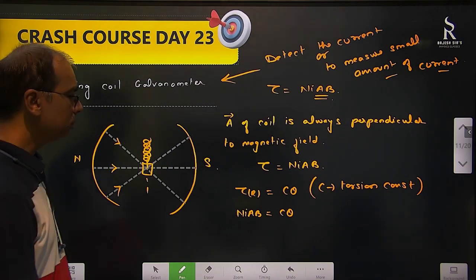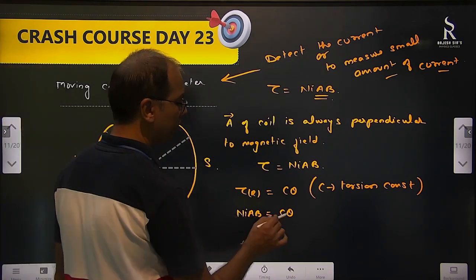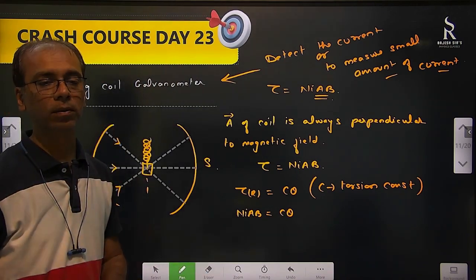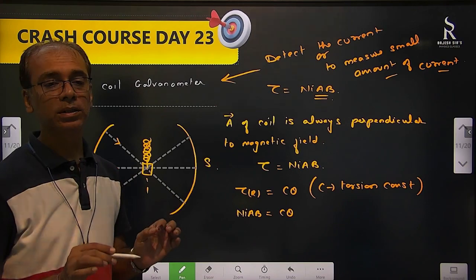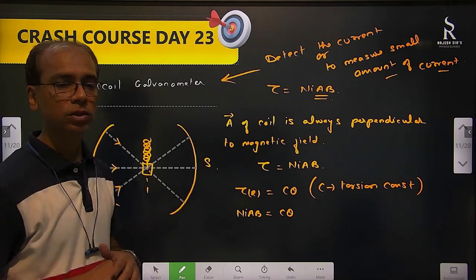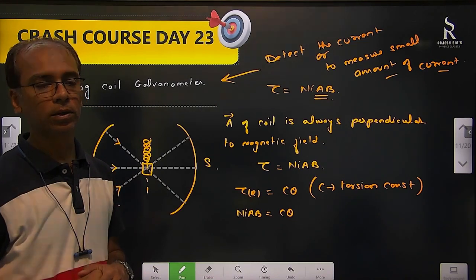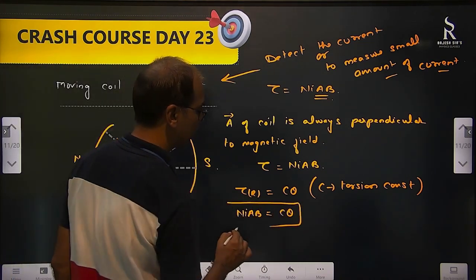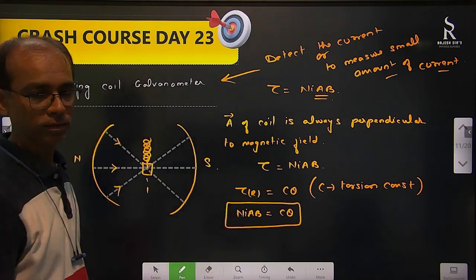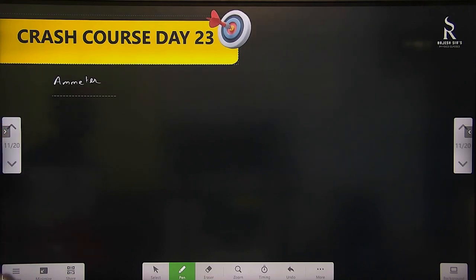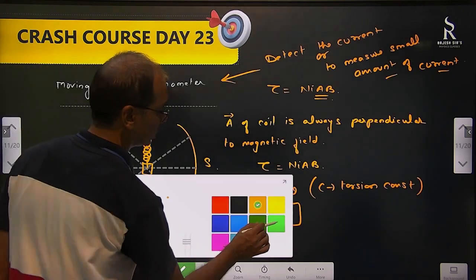Okay, fine. So what we have got is NIAB equal to C theta. Now, as I said, what do we want in this one? We want it to give us enough value of theta, right? Even for a small value of current. So we define that as current sensitivity. Our galvanometer needs to be current sensitive. So what is current sensitivity?